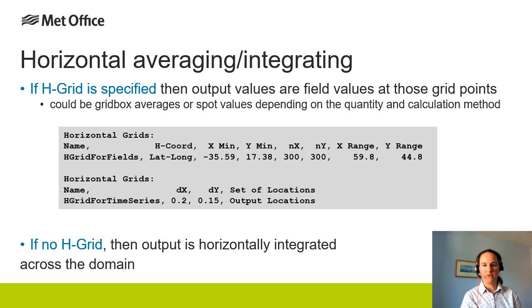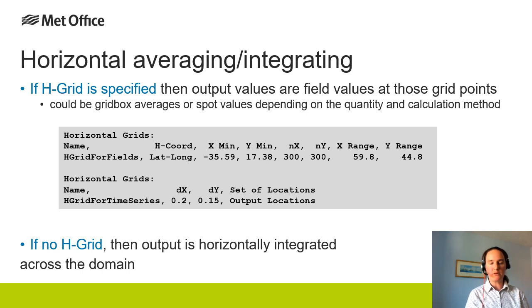The grid will have 300 points in the latitudinal direction and 300 points in the longitudinal direction, and the longitudinal range will be 59.8 degrees and the latitudinal range will be 44.8 degrees. If you want to specify your gridded output in a different way, you can look into the input file document and you'll see a number of ways in which you can specify a horizontal grid.